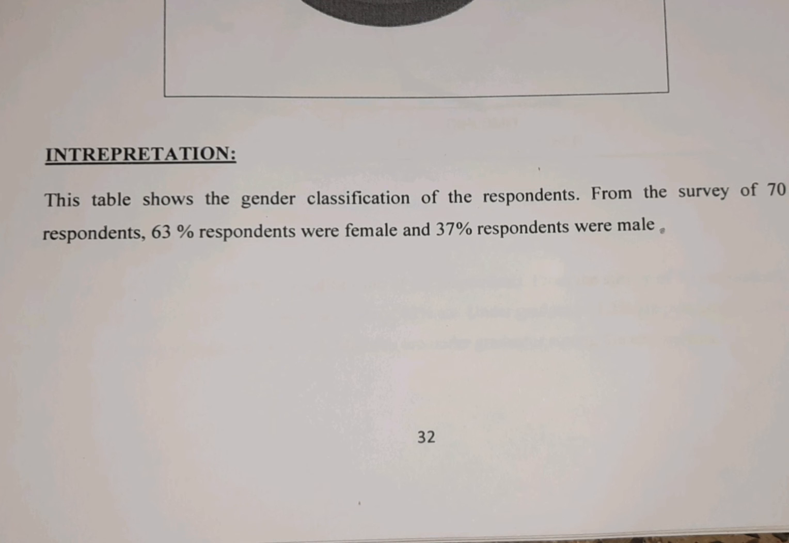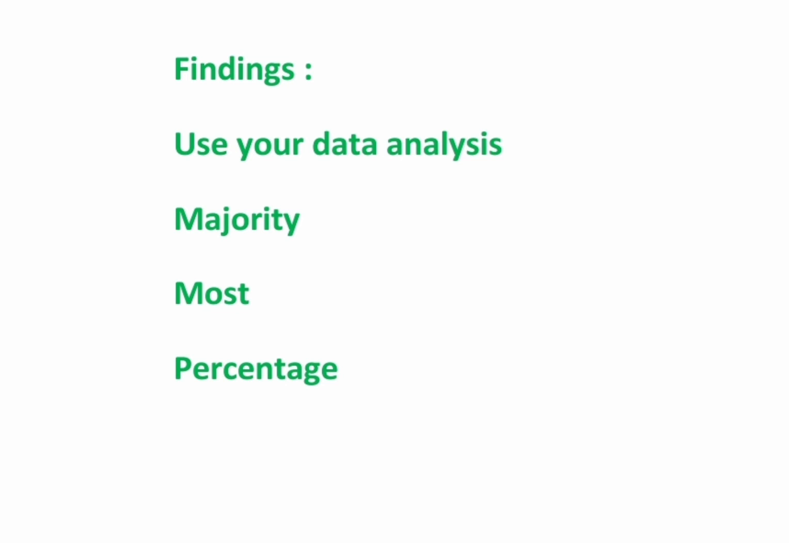Okay. And the next part is findings. After analyzing all the data and pie charts, you would have found something. For example, the first thing you can mention is that the majority of the respondents are females, or the majority of the respondents are males, or the majority of the respondents are students. You can use the word majority or most, or you can also mention the percentage in findings. So mention findings for each and every questionnaire.